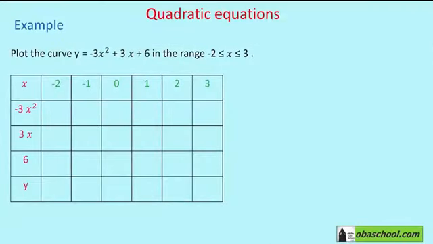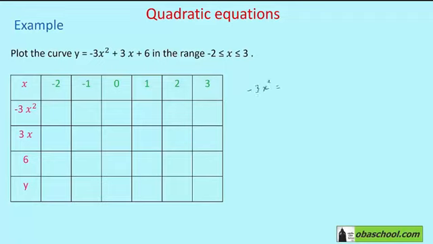In this video, we will be solving the following example about quadratic equations. The question says plot the curve y equals minus 3x squared plus 3x plus 6 in the range of x greater than or equal to minus 2 and less than or equal to 6. As usual, the top row is the range and the first column is our variables.